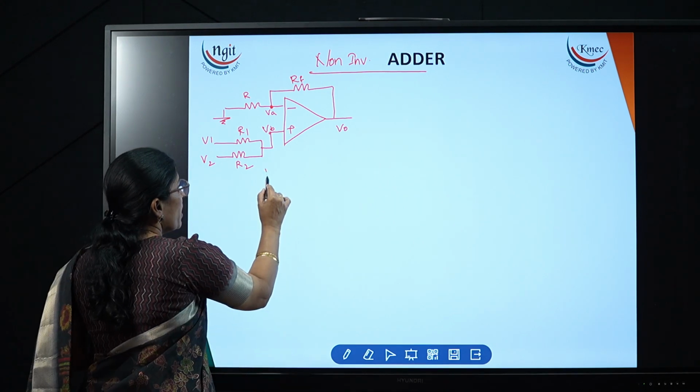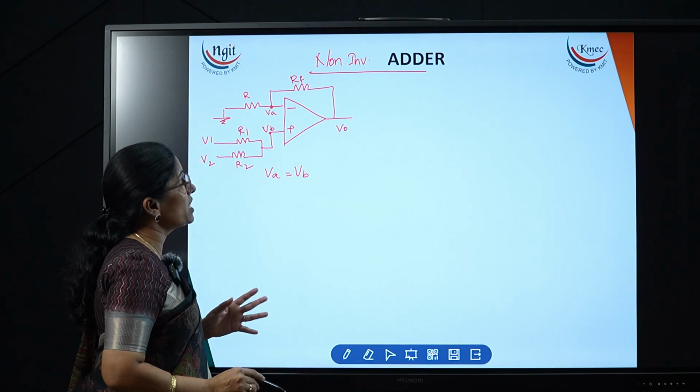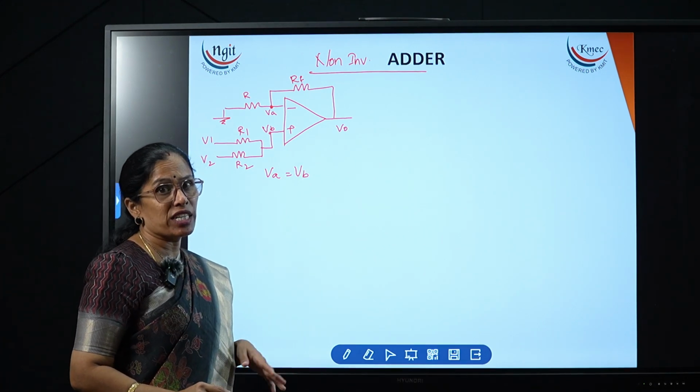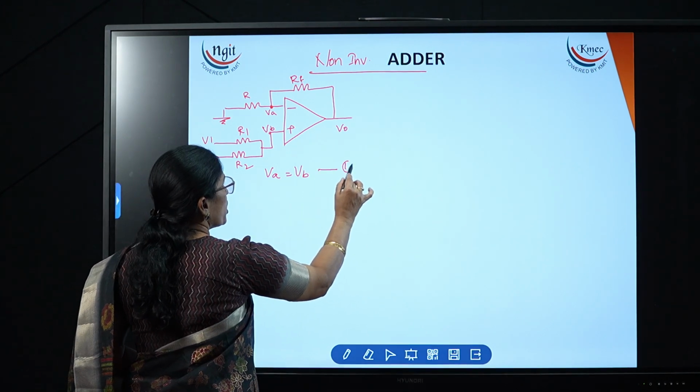Why? Because VA is equal to VB. Now in this case, VB is neither connected to the single supply nor connected to the ground. So here VA is equal to VB. This is expression number 1.